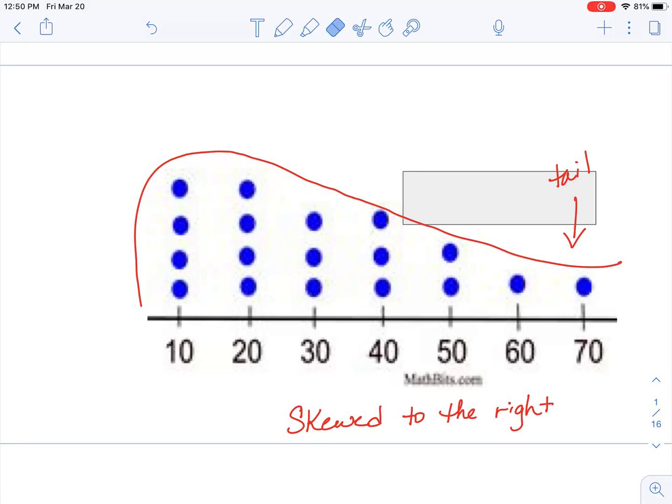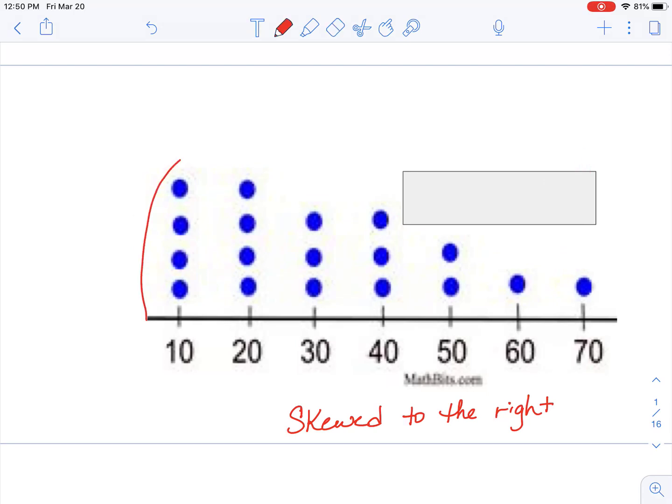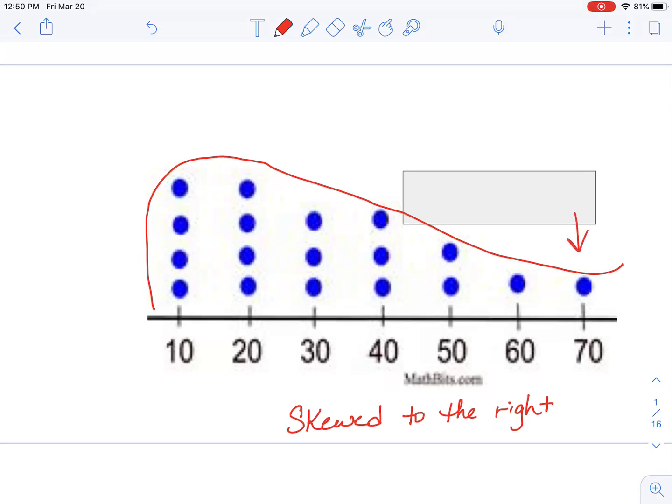Now, remember we talked in class that you would not draw over it like this. I mean, you sort of see a tail even if you do that, but the correct way to do this is that you go to the highest point and slope down. And so there again, you see that tail there. And that tail is to the right, so it is skewed to the right.